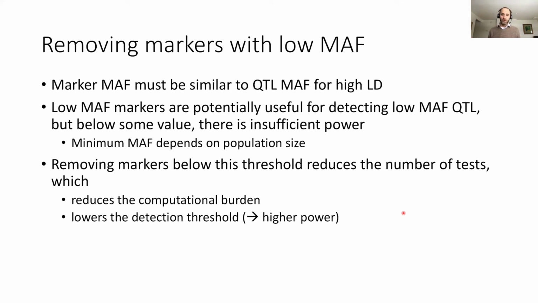Now, exactly what the threshold should be will depend upon your population size. In general, the larger the population, the better ability you have to detect a rare QTL. So you may want to start to keep markers that have a lower frequency.